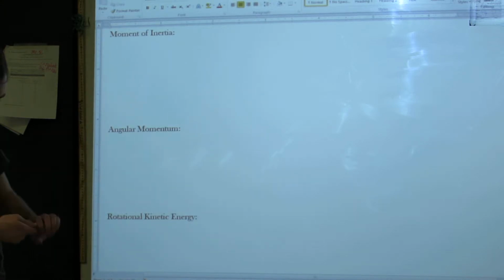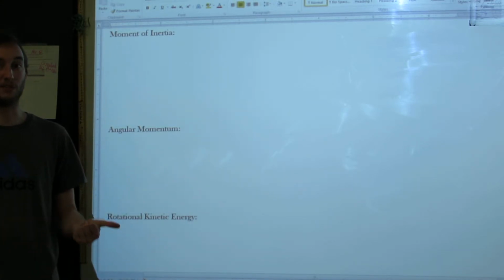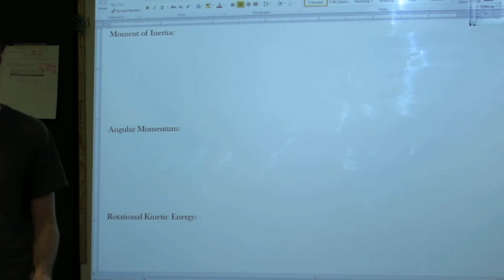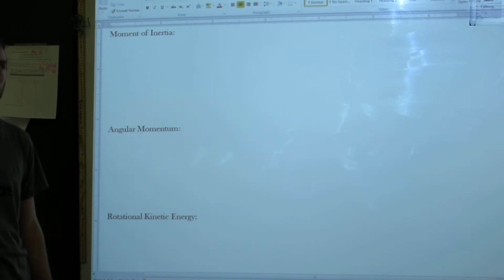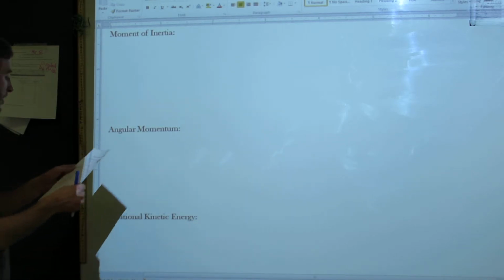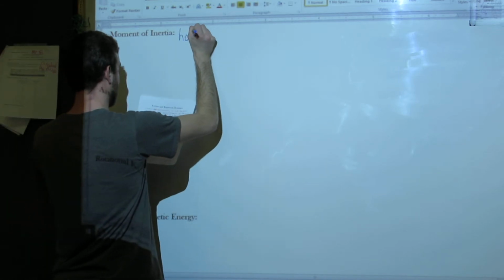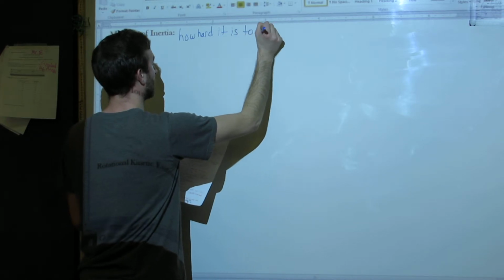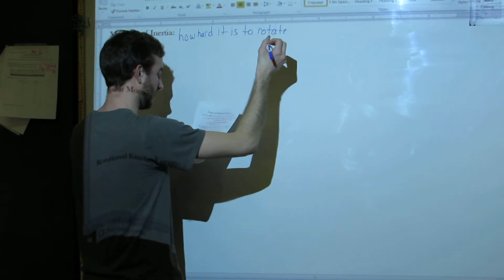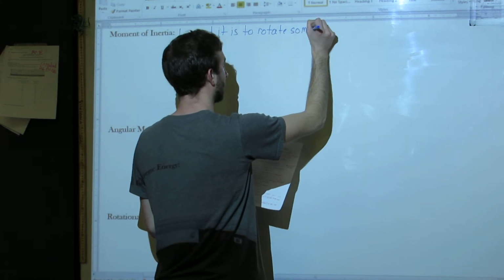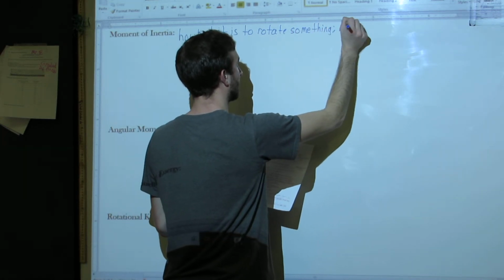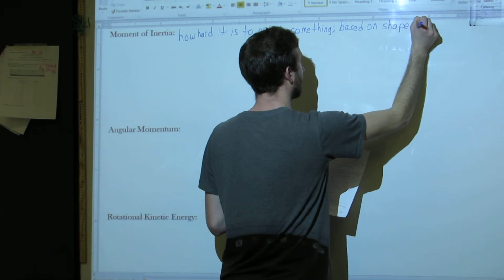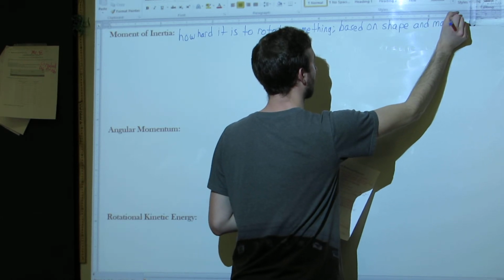Okay, moment of inertia. Moment of inertia is very similar to mass. As a matter of fact, mass is in the equation for calculating a moment of inertia. You do need to know the object's mass. Mass is how hard it is to get something to translate, to move from one place to another. Moment of inertia, on the other hand, is how hard it is to get something to rotate. And this is based on two things. It's based on the object's shape, and it's based on the object's mass.